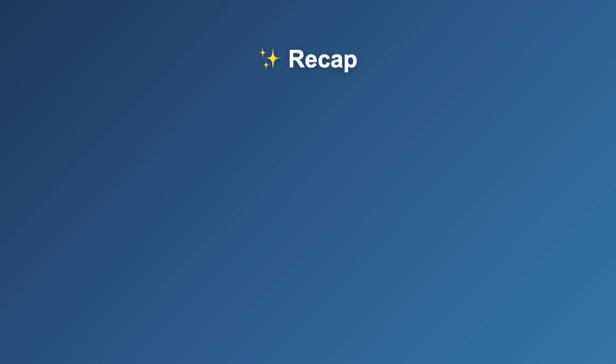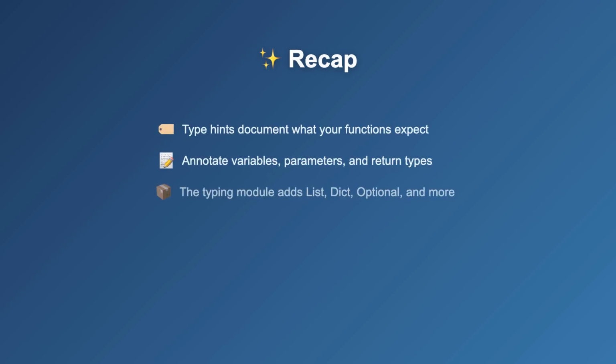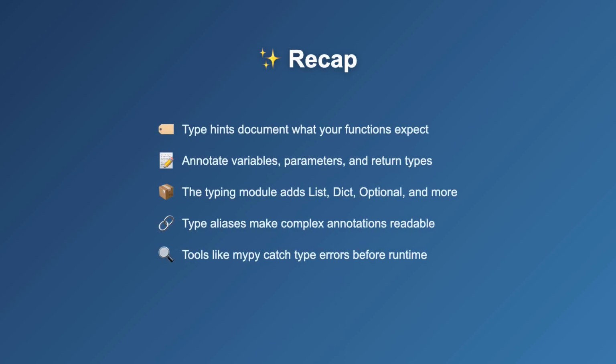Let us recap type hints. Annotations document variables, parameters, and returns. The typing module adds List, Dict, and Optional. Tools like mypy catch type errors before your code runs.